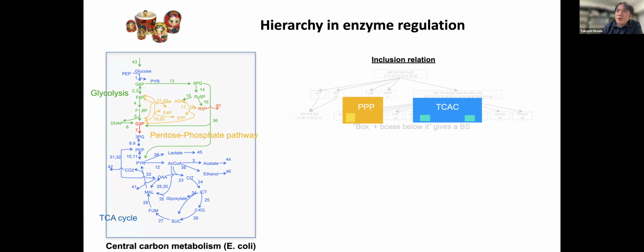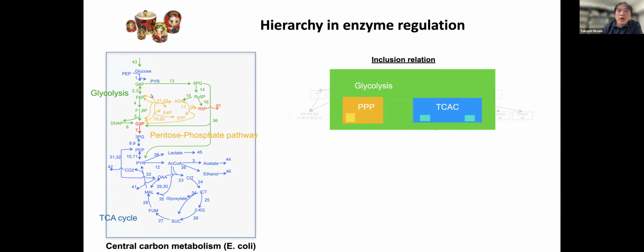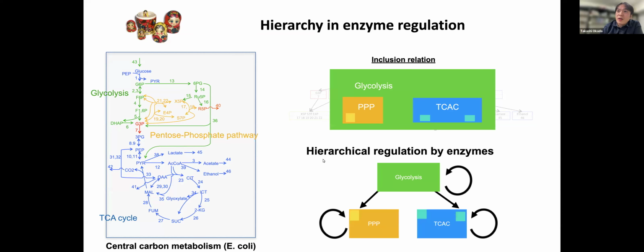And finally, the remaining part, the glycolysis, is not a buffering structure, but combining the glycolysis with PPP and TCAC gives a buffering structure. In other words, the whole network is a buffering structure. And the inclusion relation between buffering structures is important because it implies a hierarchy in enzyme regulations. So please recall the property of buffering structures.